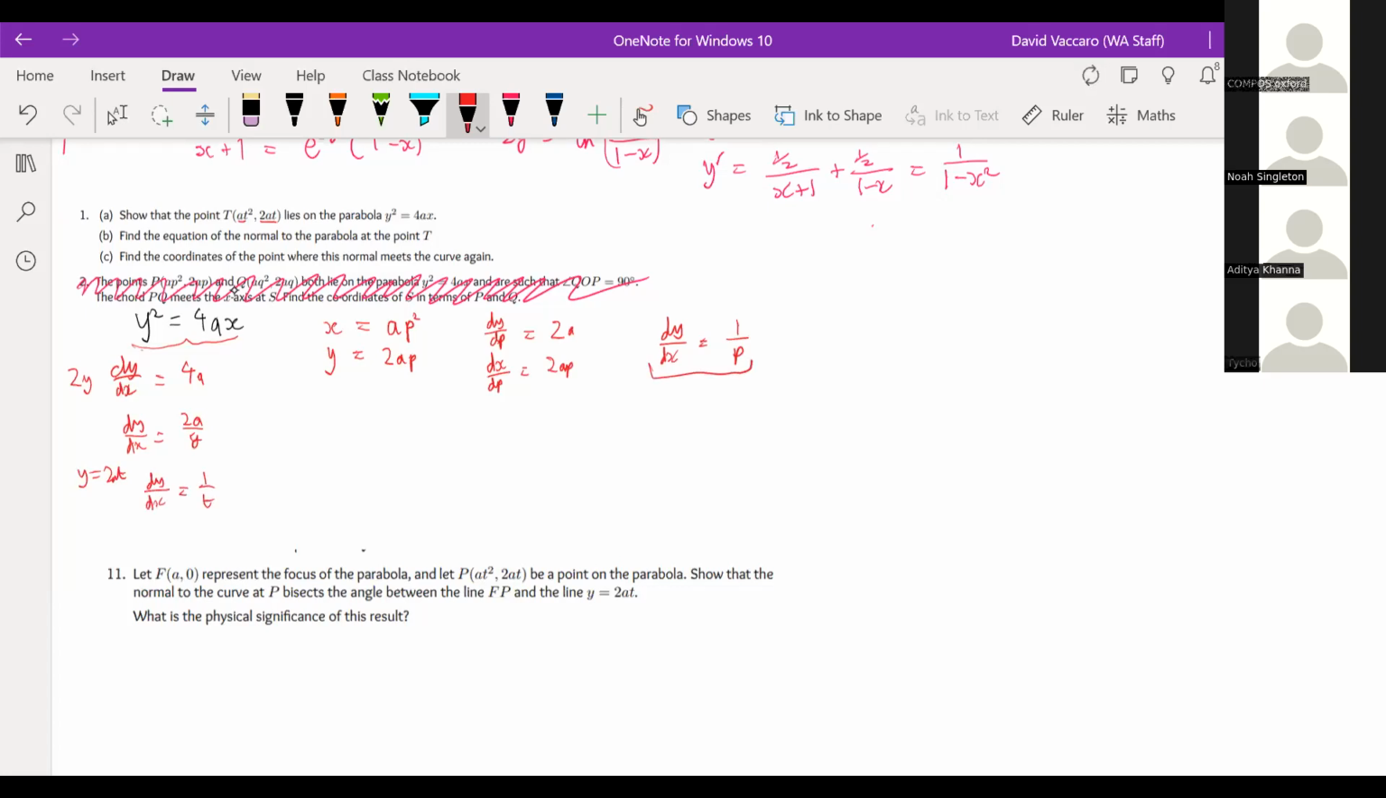Over here, if I substitute in the value of the parameter as t, dy by dx is equal to 1 over t. So this is implicit, and this is parametric.